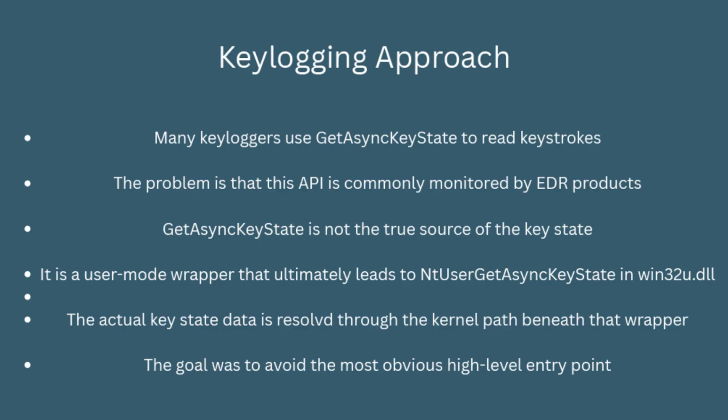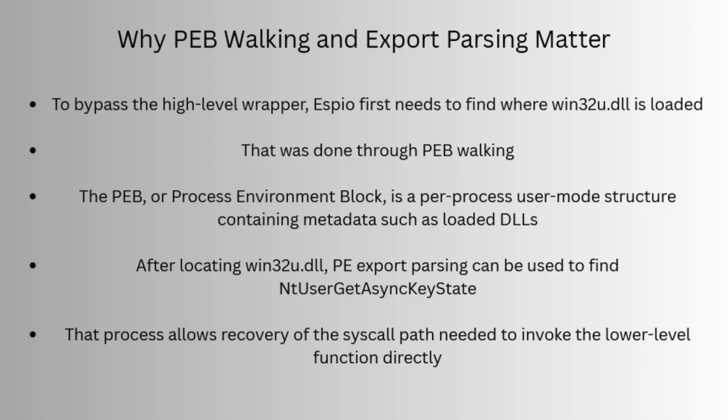GetAsyncKeyState doesn't actually check the key state at a user mode level. It's a wrapper. What it is really doing is calling into NtUserGetAsyncKeyState in the win32u DLL, which then executes a syscall into the kernel. The kernel is where the actual key state information lives. So GetAsyncKeyState is just a user mode function which acts as the front door to get that syscall into the kernel. To get around that front door, the first thing you have to do is find what the wrapper function is actually calling to.